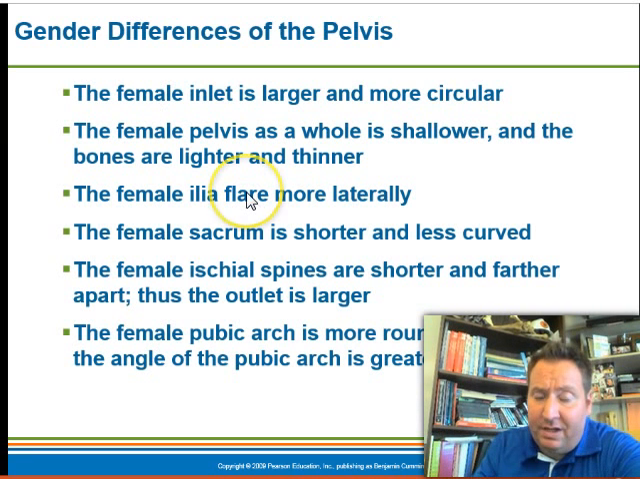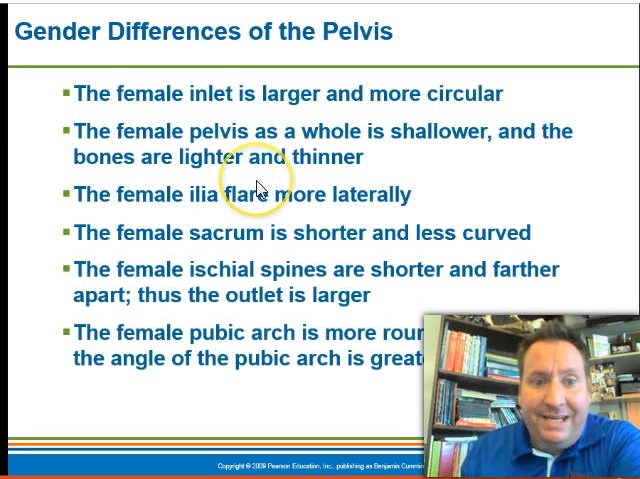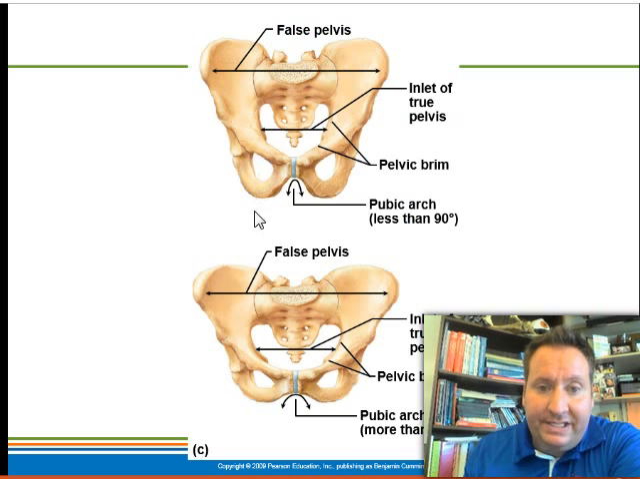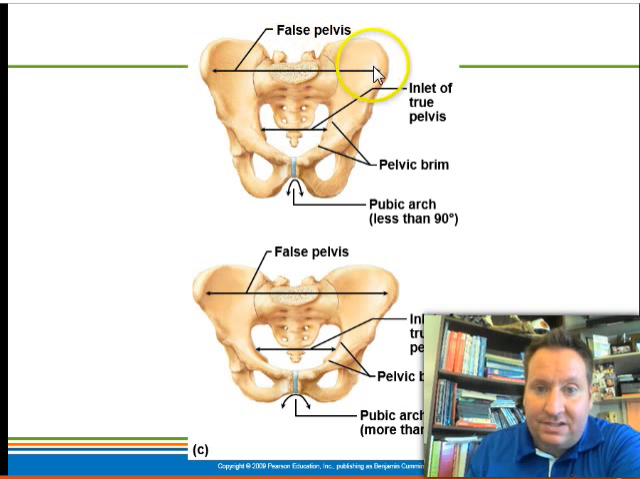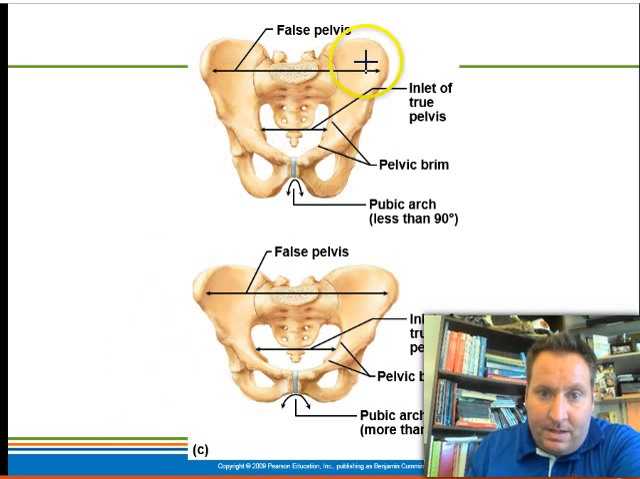The differences between a male pelvis and a female pelvis: when I take a look at these, I'm looking at the actual length of the false pelvis, from coxal bone to coxal bone. In a male, this distance is a lot shorter than that of a female. That's one way I can tell the difference.